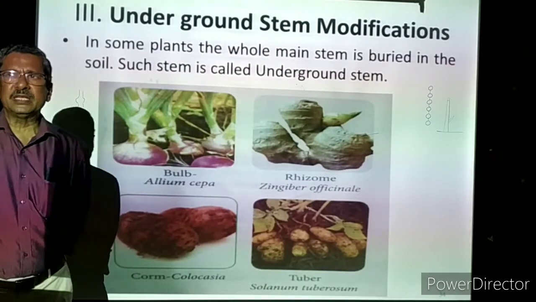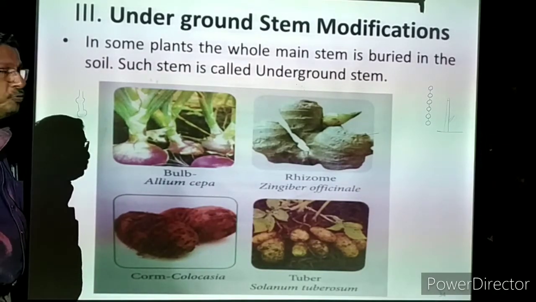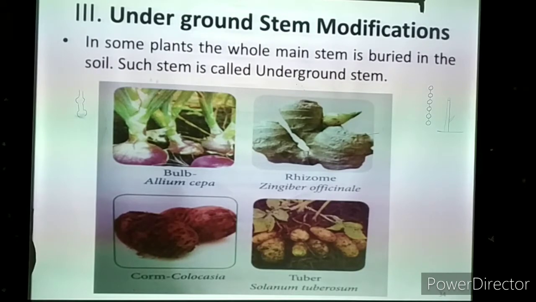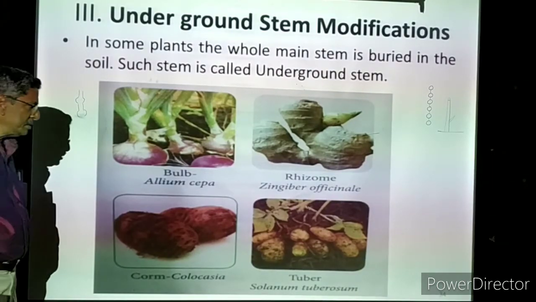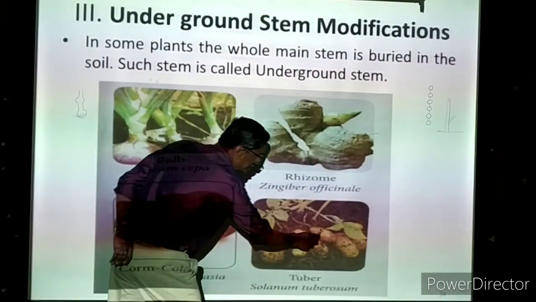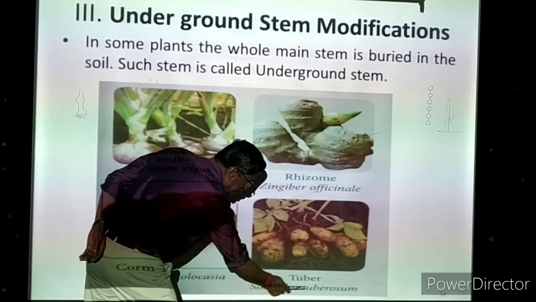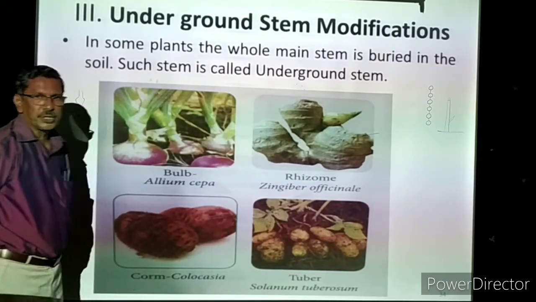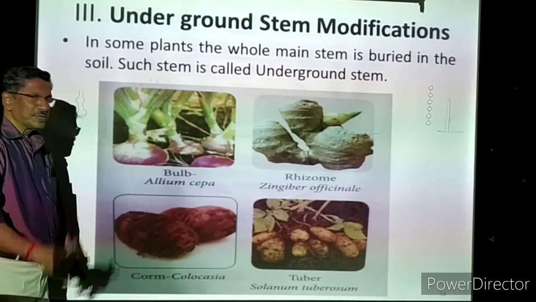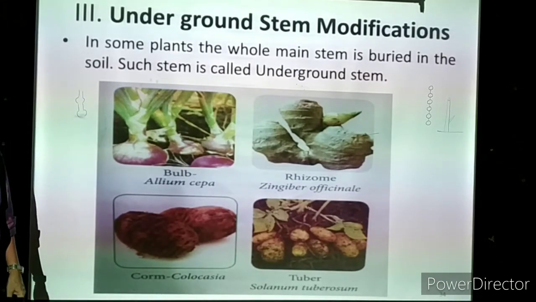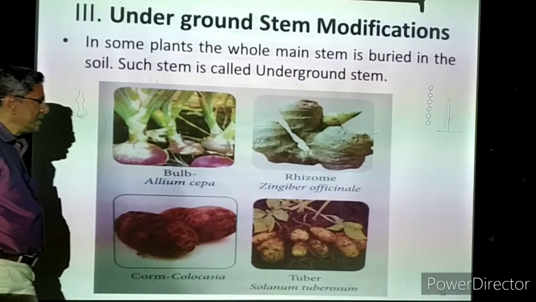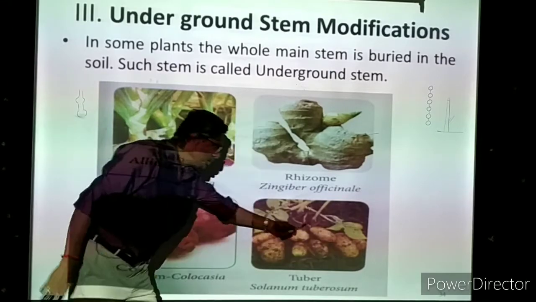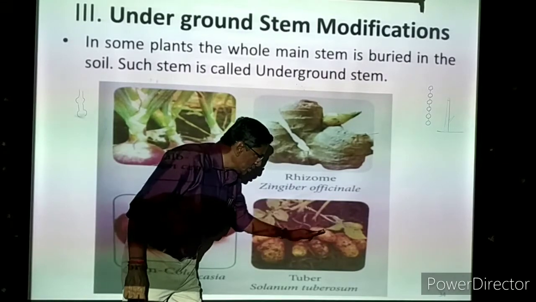The last one we are coming to is called a tuber. The underground stem is more or less oval shaped. That is called a tuber. Actually cylindrical, but it is called an oval shaped structure. The best example for this is Solanum tuberosum, the vegetable potato. If you see this potato, it will be somewhat elongated, oval in shape, and cylindrical if you take it sideways. Potato is completely buried in the soil.